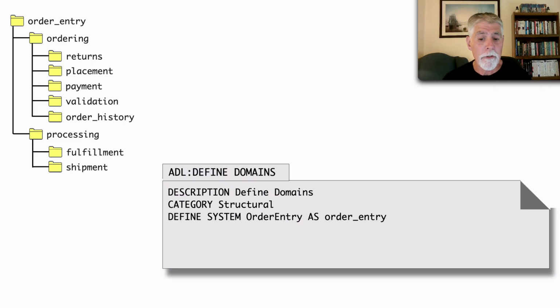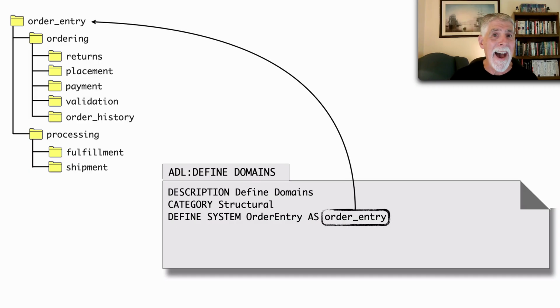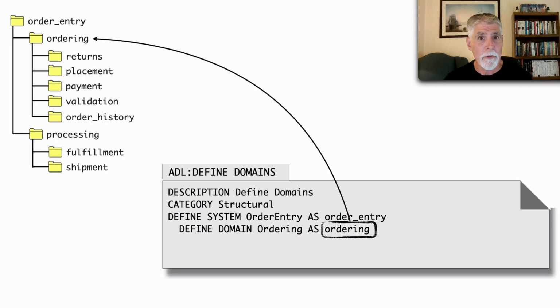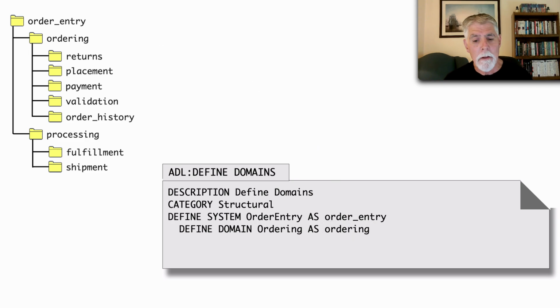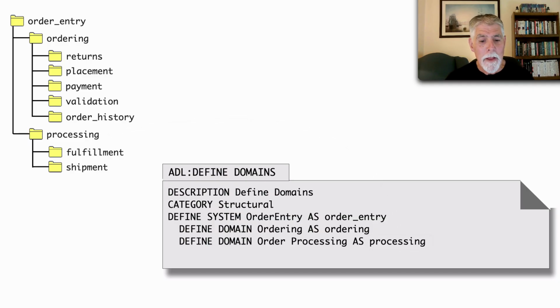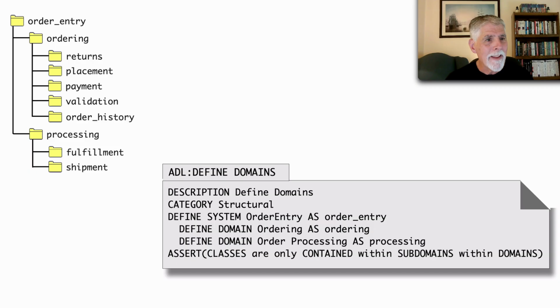Here, I'm going to first define our system order entry as order entry. Notice the as piece points to that highest level directory node. That represents our system. Then I'm going to define the domains. So I'm going to define domain ordering, which is the logical name, as ordering, and that points to the namespace or the directory structure. And then I'm going to define the domain order processing as processing, pointing to that. Now, what I'm going to do is assert that all classes are only contained within these directories and any ones below it. And so now I've been able to at least describe the domains within my system.